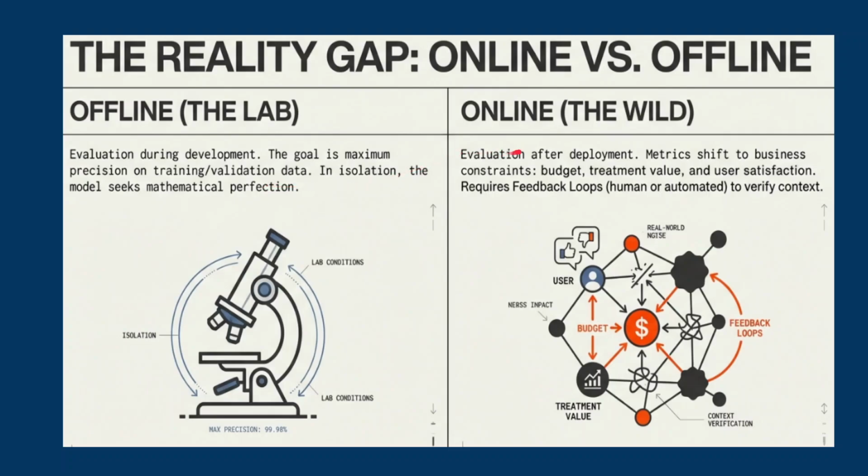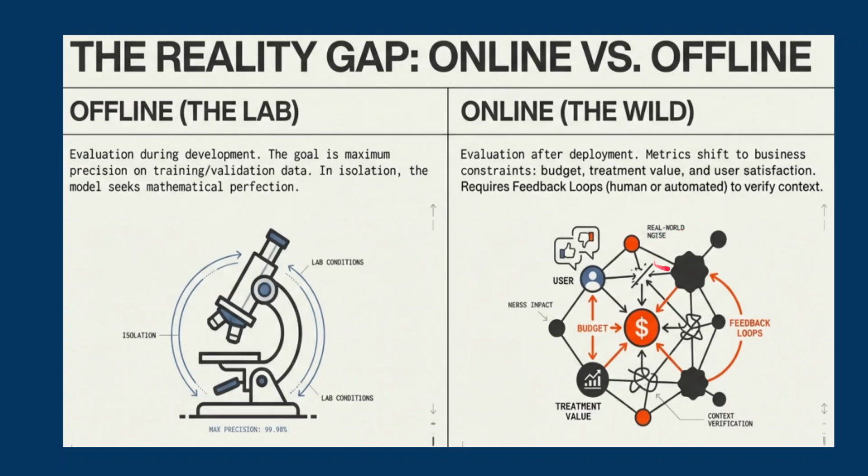Okay, in the case of online evaluation, we evaluate after deployment. That means after we make the model run in the necessary situation. Metrics shift to business constraints like budget, treatment value, user satisfaction, all those things. So it requires feedback loops. That means human or automated feedback is analyzed and again the metrics are evaluated. That is called online.